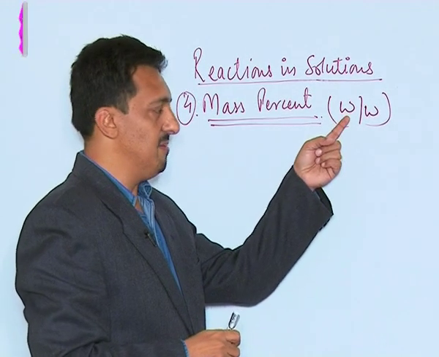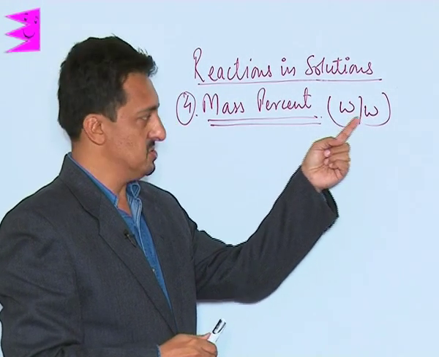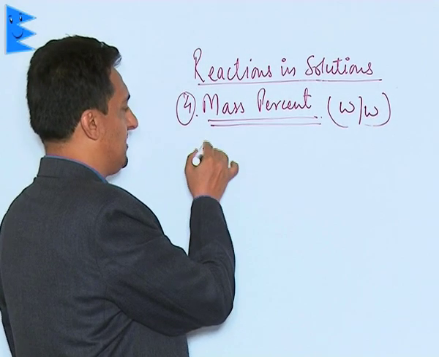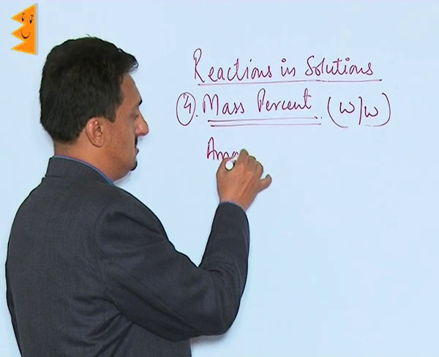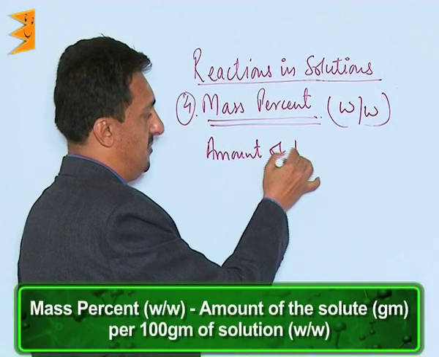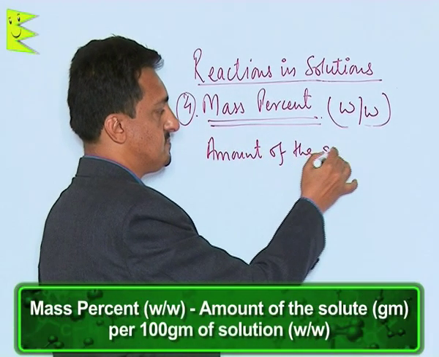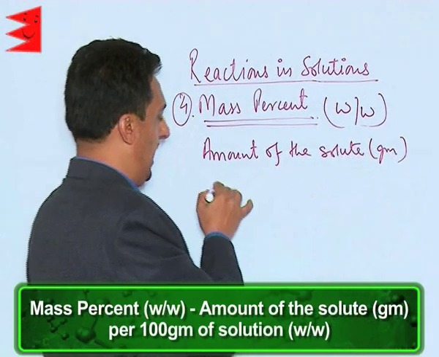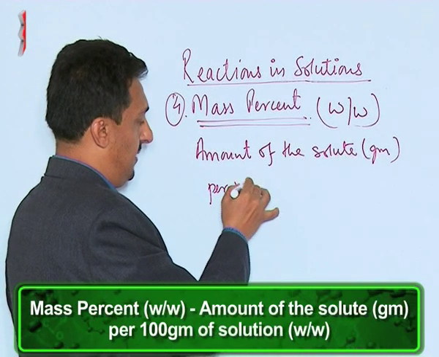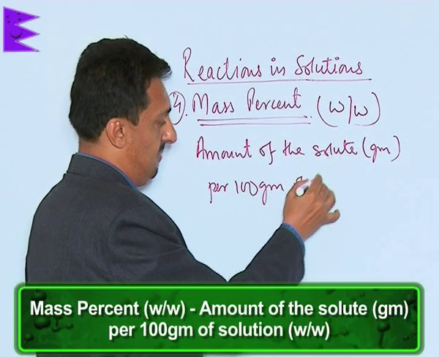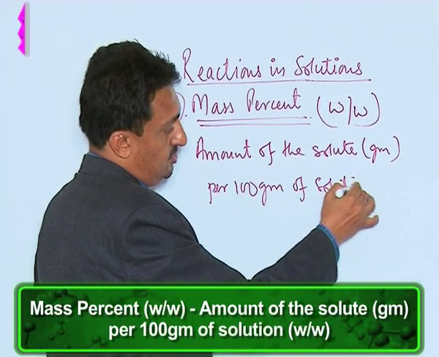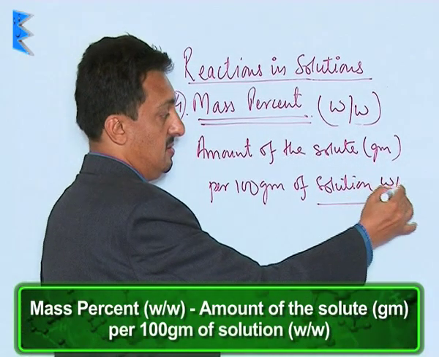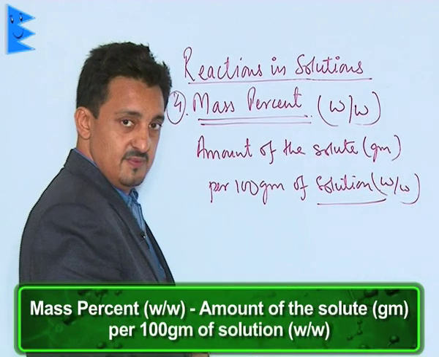The first W is about the mass of the solute, the second W is mass of the solution, and we describe it as amount of the solute in grams per 100 grams of solution, and that's why it's called W by W.